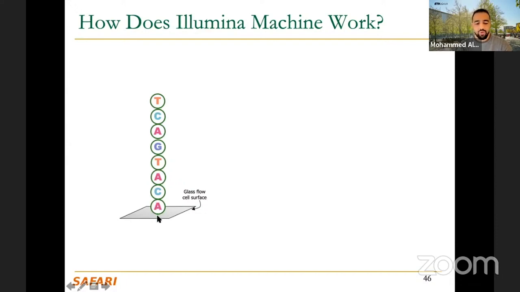So here the primer will be located. And then you have this DNA segment. And then you start the sequencing. How does the sequencing start? So we know that A binds always with T.